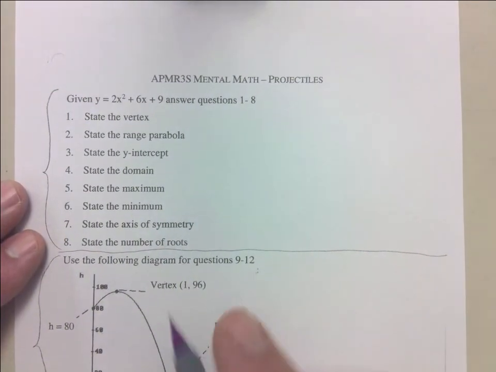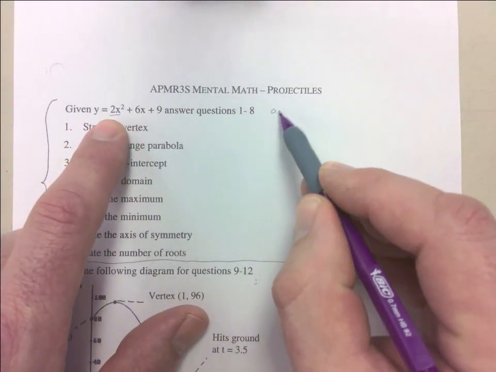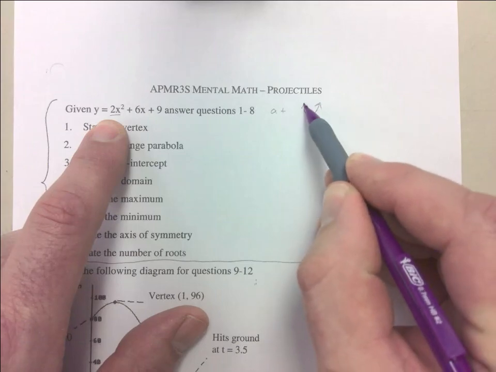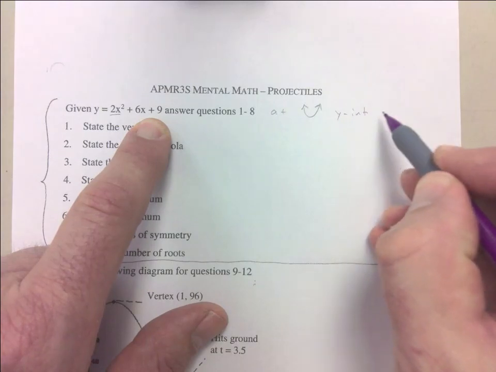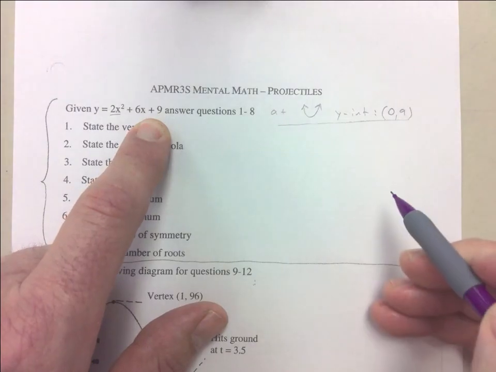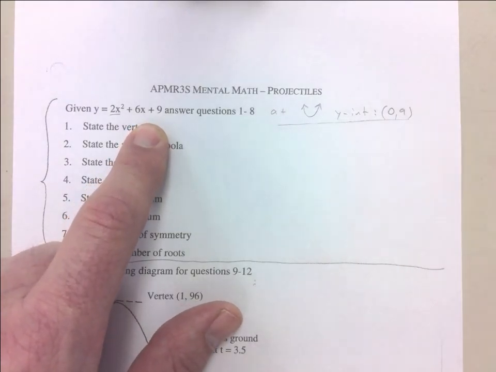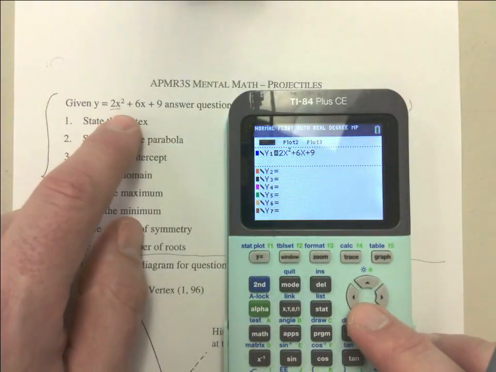So the first one, a couple of things. It's in general form. A is positive, so you expect something like this, right? You're expecting that. I know immediately that my y-intercept is going to be (0, 9). Okay, so these are things that I know for sure before even entering this. So I go ahead, I type this into my calculator.